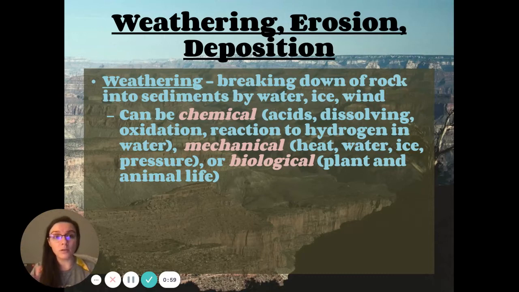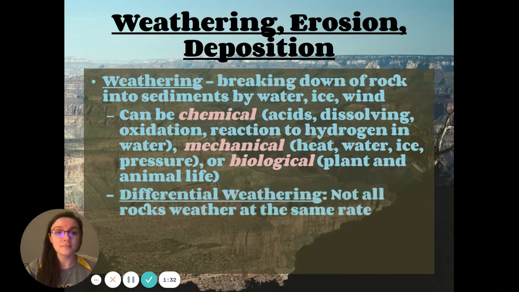There is chemical weathering, which is where you've got acids or things dissolving or oxidation. The substance is changing. There is a chemical reaction occurring. Mechanical weathering is wind blowing things, or heat, or ice, or water washing things away and breaking rocks into sand. And lastly, biological. This could be plant or animal life. If you've ever been walking down the sidewalk and you see tree roots that are making the sidewalk start to break apart, that is biological weathering.